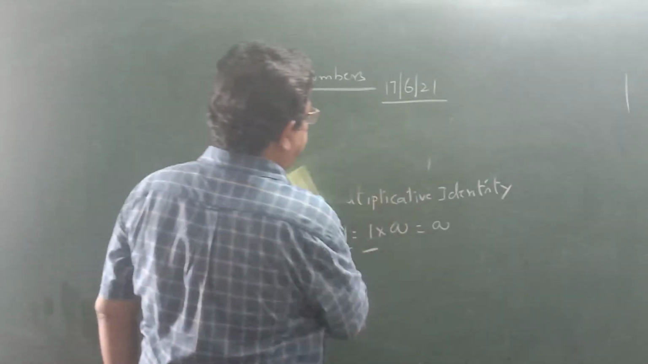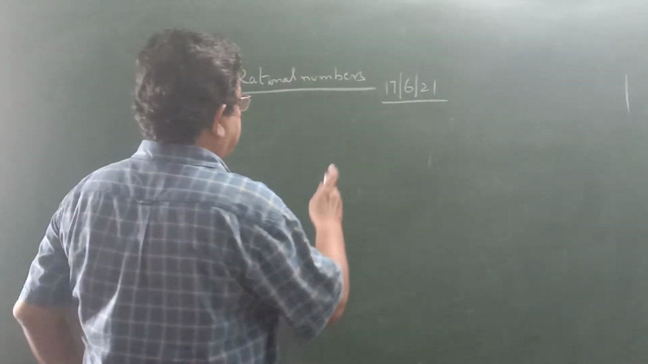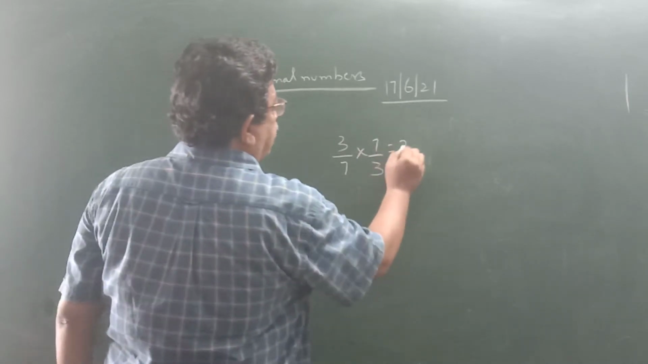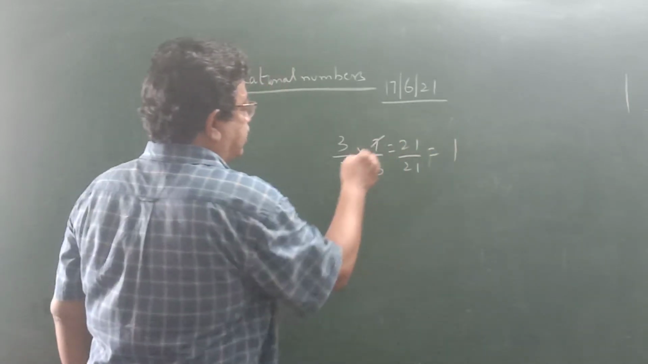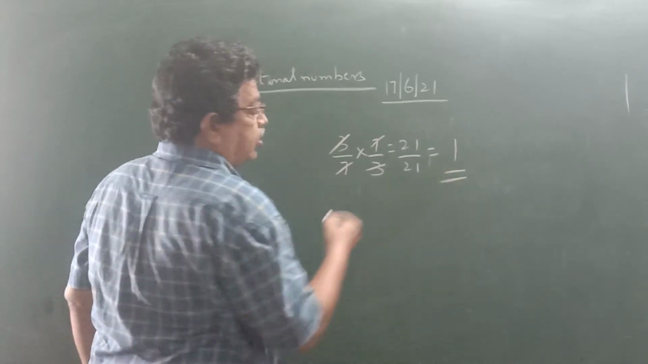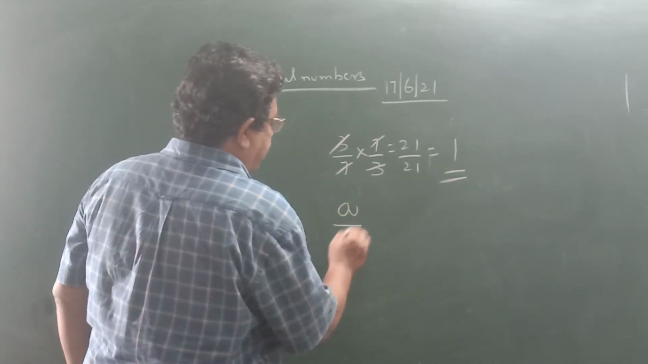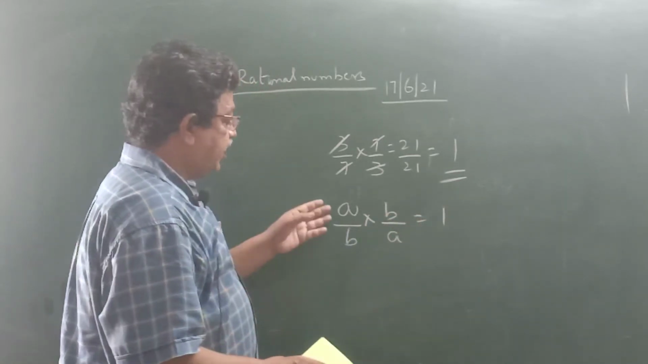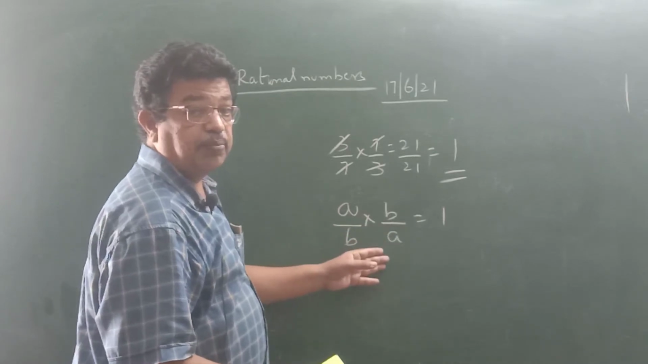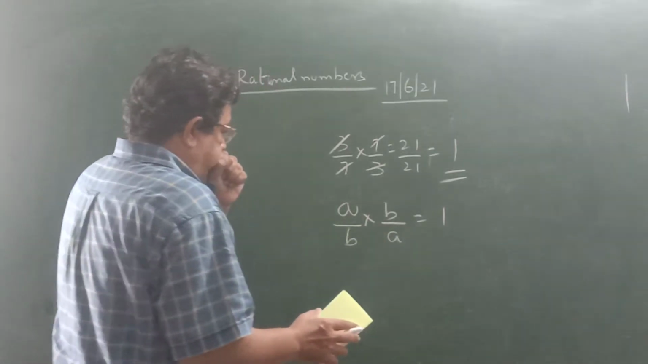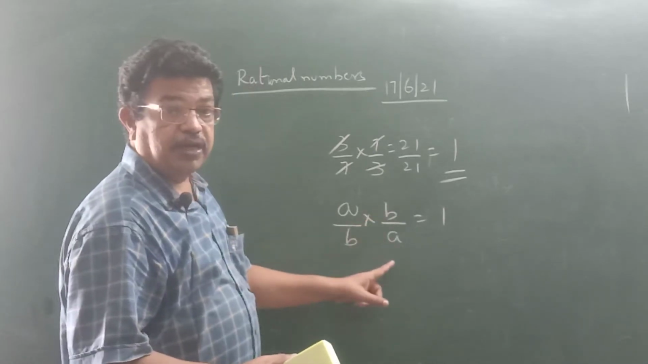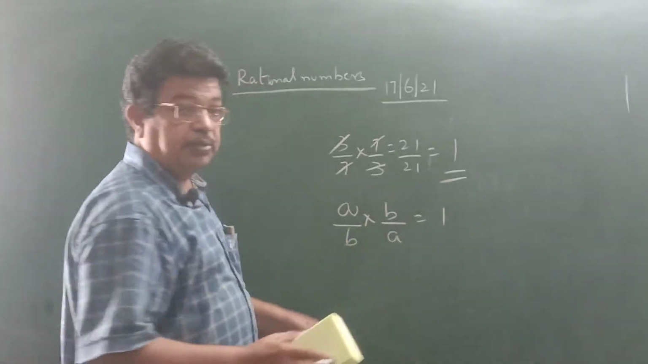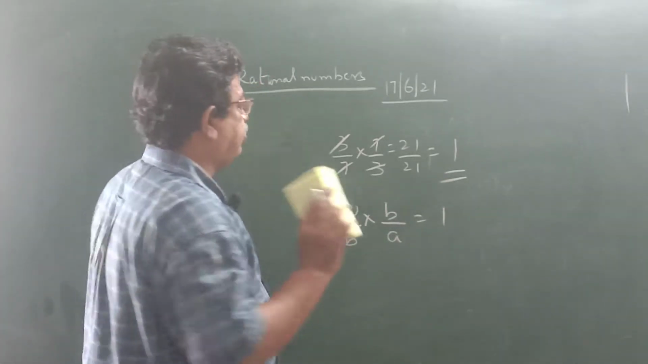Next we take up multiplicative inverse. 3 by 7 is multiplied by 7 by 3. The product is equal to 21 by 21, which is equal to 1. Or the 7s and 3s get cancelled, and the product is equal to 1. In general, a by b multiplied by b by a, the product is equal to 1. So for a by b, b by a is called its multiplicative inverse. If a rational number is multiplied by its multiplicative inverse, the product is equal to 1, which is the multiplicative identity. So rational numbers have the multiplicative inverse property.